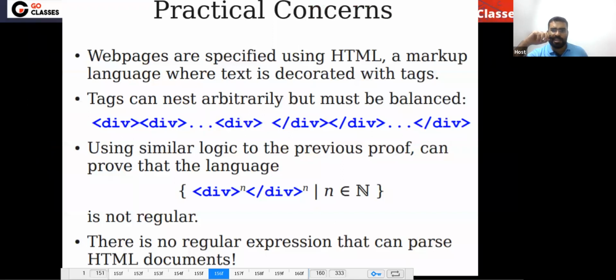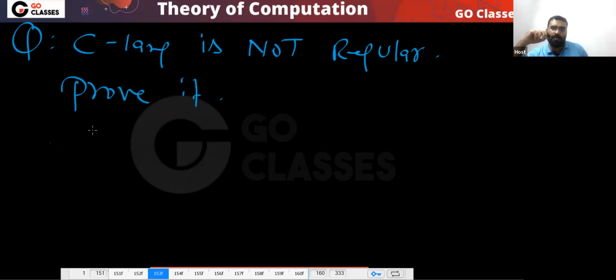Now tell me, HTML. Can I say HTML is a regular language? This is my question. C language is not regular. Prove it. How will you prove it?